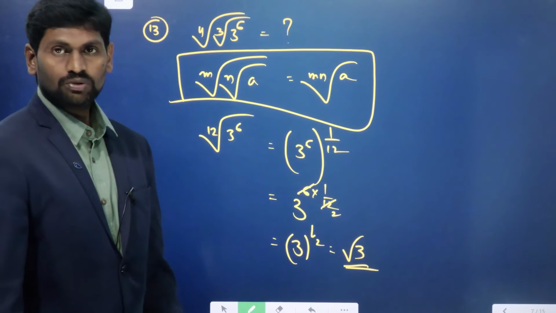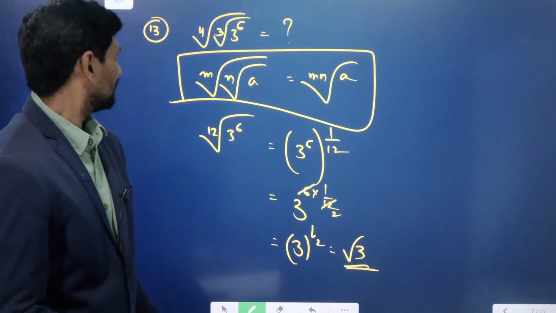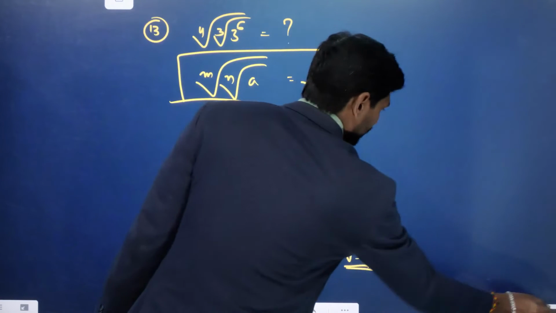3 power 1 by 2 means square root of 3. That is our required answer. So let us go to question number 14.